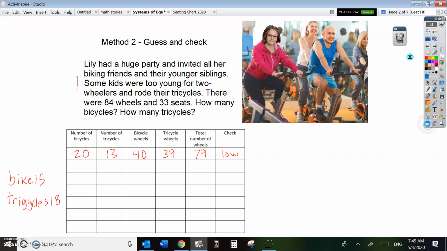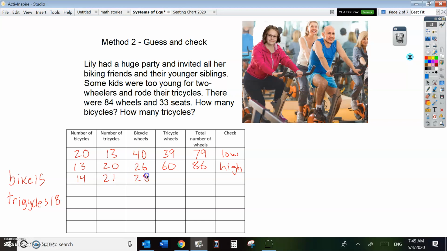Let's change that just a little and pretend that we don't know, and we'll go for 13 bicycles and 20 tricycles. 13 times 2 is 26. 20 times 3 is 60. That's going to be 86, and that's a little bit too high. So adjust your guess to 14 and 21.